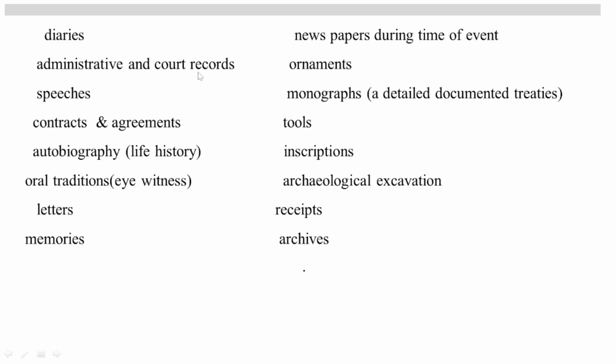Administrative and court records, found in government offices and courts, are primary sources. Ornaments, you know what ornaments are? Decorative items are examples of primary sources. Speech: the speech of Barack Obama is also a primary source about that event, that Congress, the election. Monographs, detailed documented treatises.